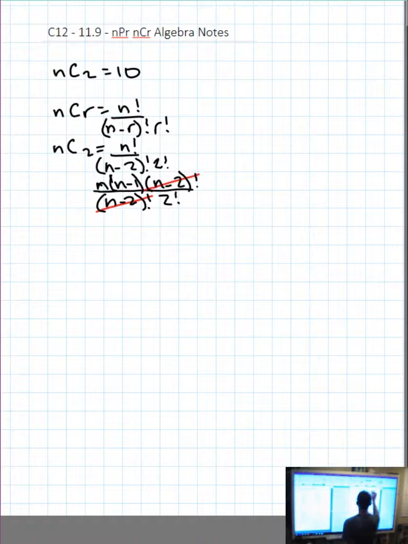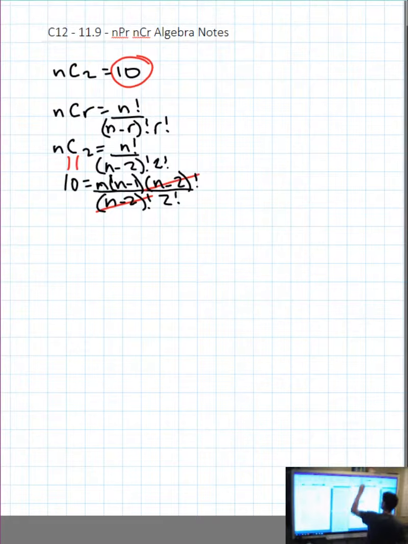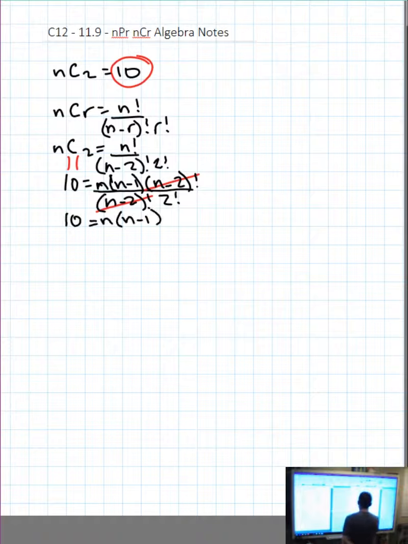Now, they originally said this was equal to 10. So now I'm going to substitute 10 in for NC2 on the left-hand side. I did it on the right-hand side in the notes, but whatever. NC2 is equal to 10, so I substitute 10 in for NC2. And I'm going to clean it up. So I have 10 equals n times n minus 1 over 2 factorial. Now 2 factorial is just 2 times 1, which is just 2, and I'm going to times both sides by 2. So I'm going to simplify that.